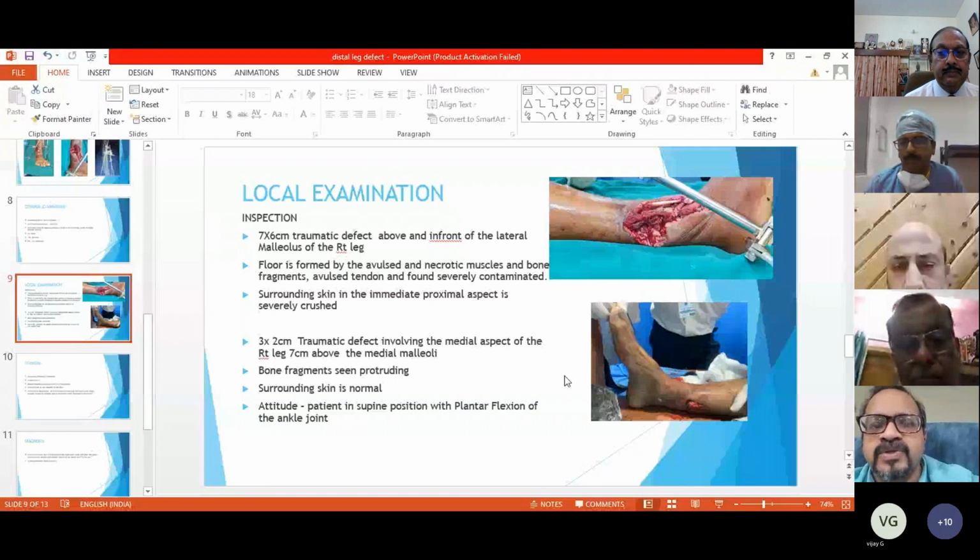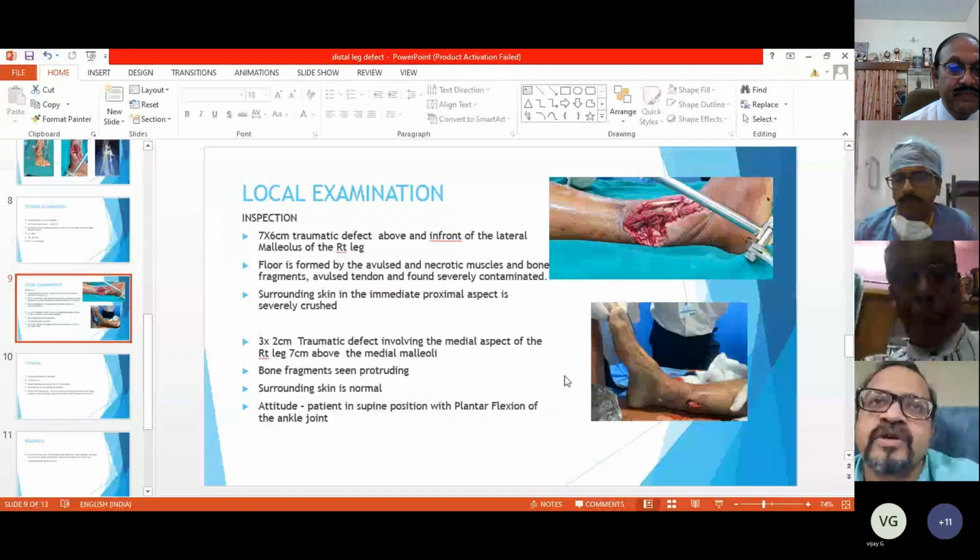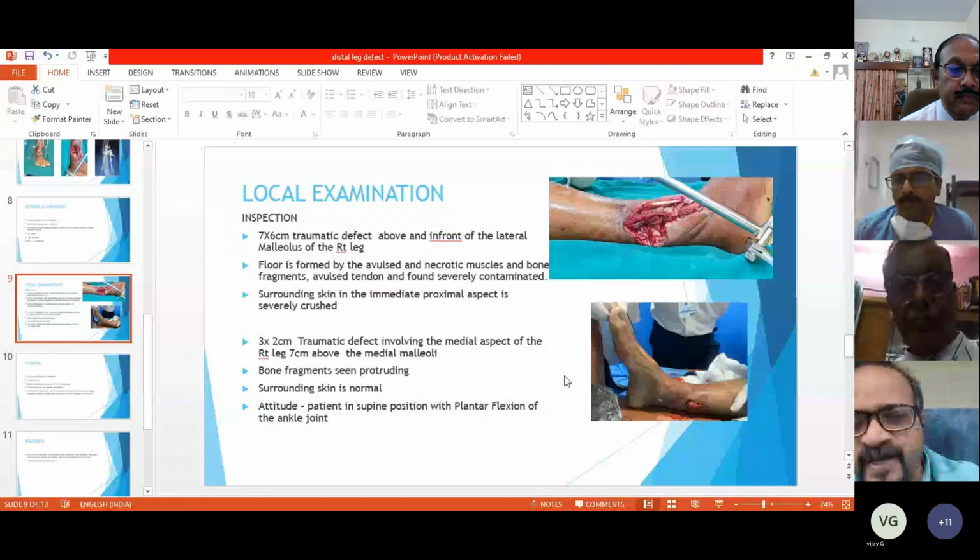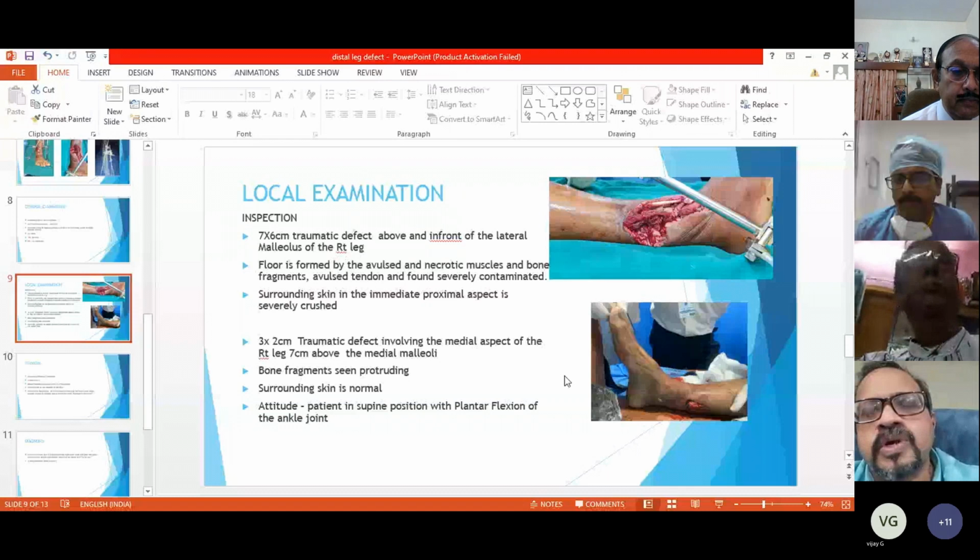Okay, what sutures would you use for doing these anastomoses, artery and vein? Sir, I will use 9-0 nylon sutures, sir. What needle?